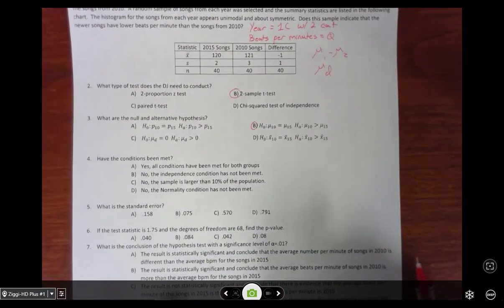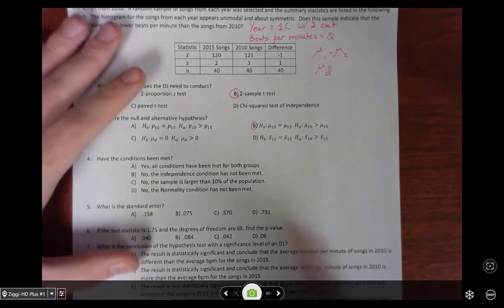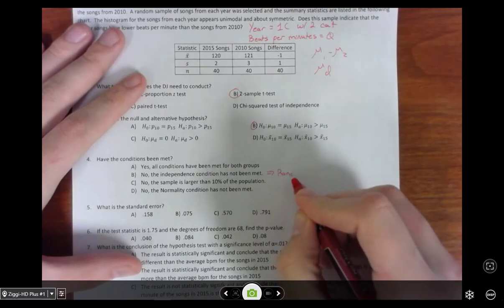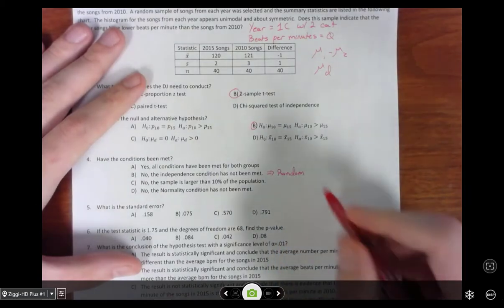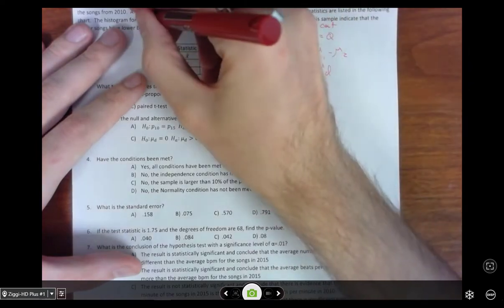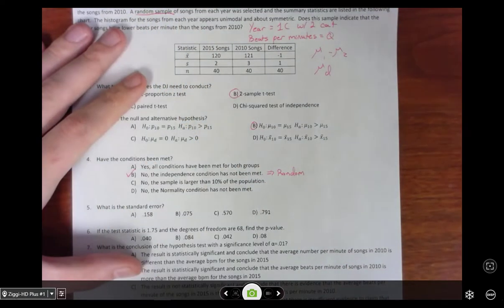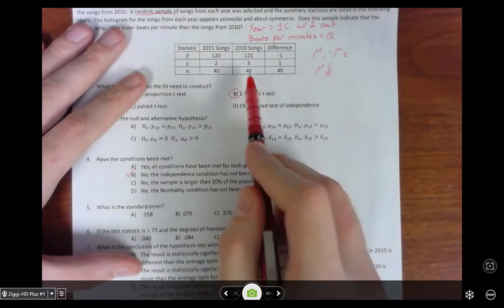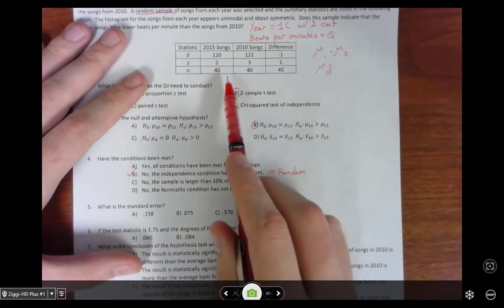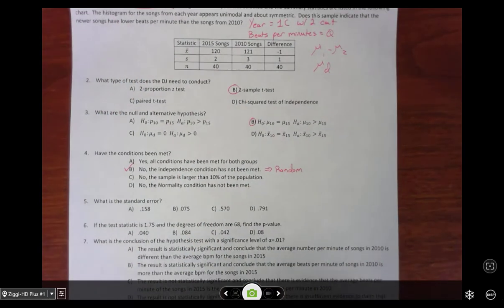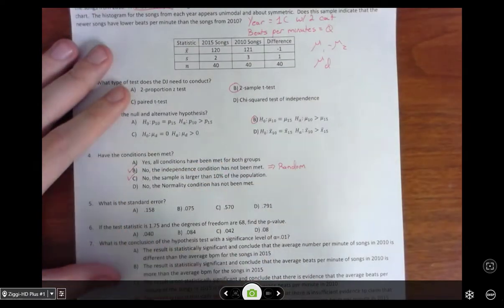Part 4 says, have the conditions been met? So what we want to check is our independence condition. So that means we're looking for a random sample or randomized experiment, some sort of randomization. It says that they took a random sample of songs from each year. So that condition's been met. It says no, the sample is larger than 10% of the population. We have a sample size of 40 and 40. Both of those, if we multiply by 10, are 400. We can probably assume that there are more than 400 songs released in 2010 and 2015. So that condition's been met.